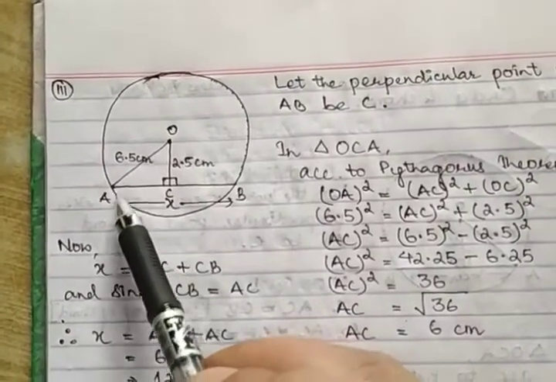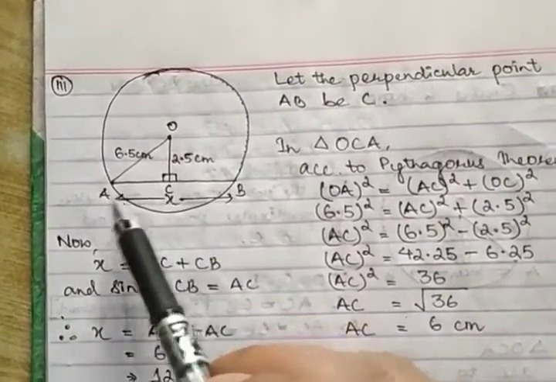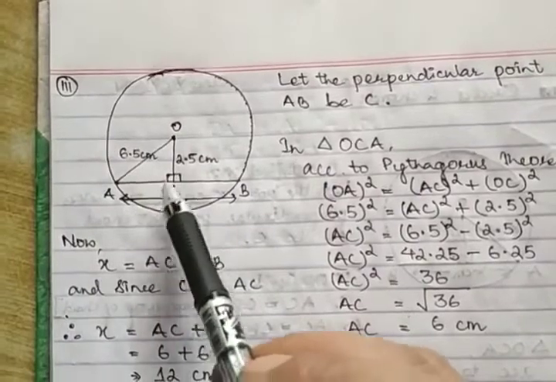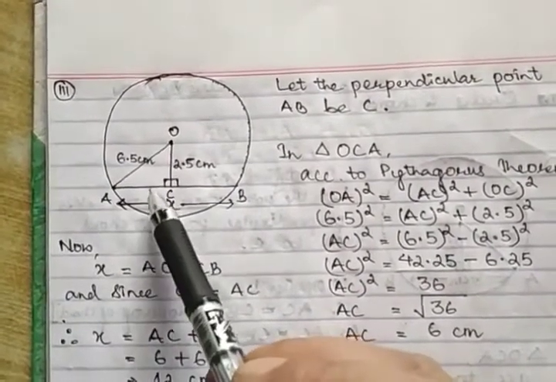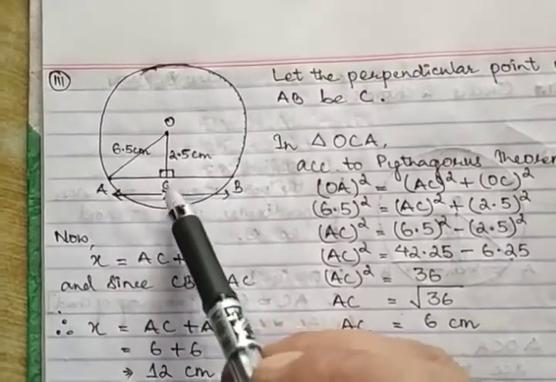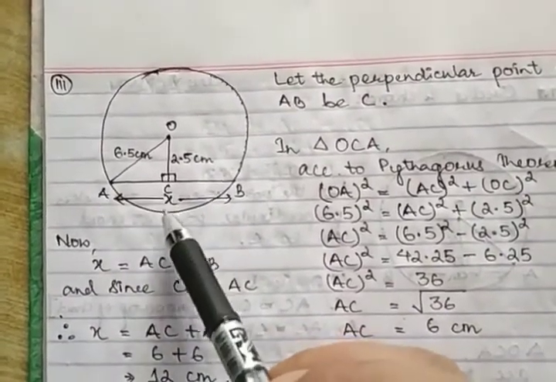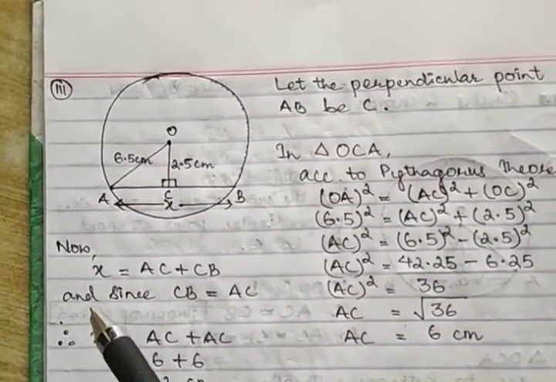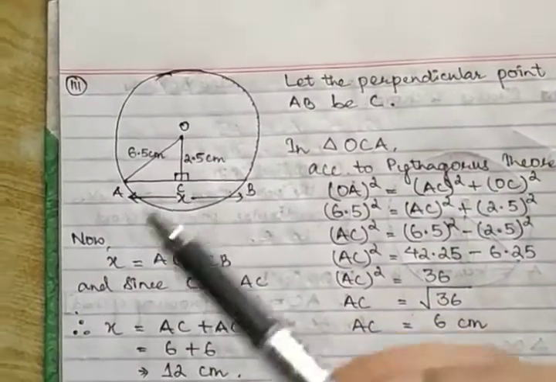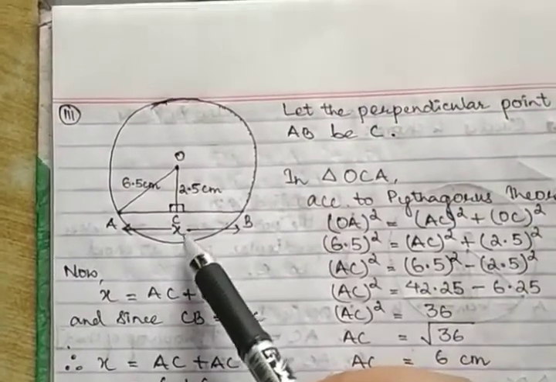Now what we can do here is figure out the value for AC. As soon as you get the value for AC, what we know is, because AC will be equal to CB, if you multiply it by 2, then you will get the value for AB, isn't it? That's what we are supposed to do. So that is how we will proceed in order to find the value for x.